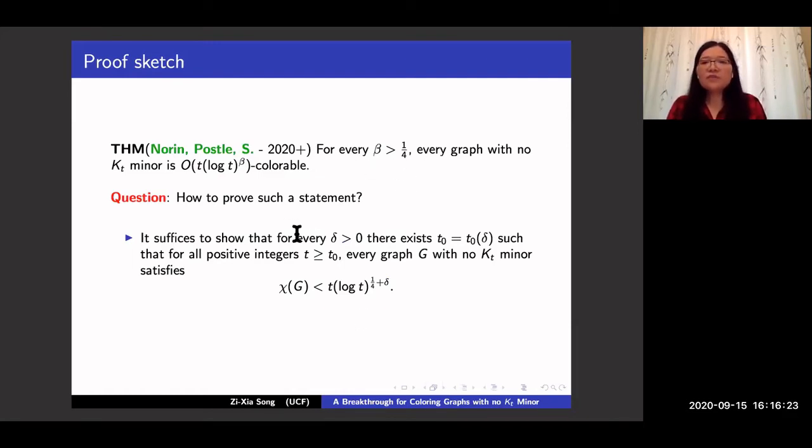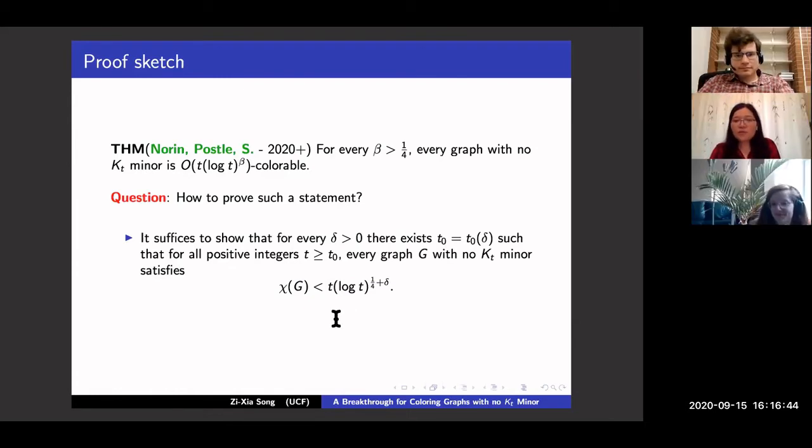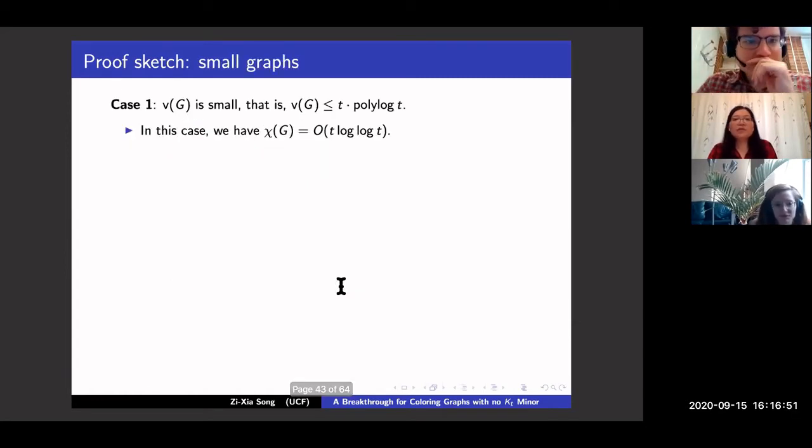Now, how do you prove such a statement? It suffices to show that for every positive delta, you can find a large enough t, such that for all positive integers t, every graph with no K_t minor satisfies this condition. Is this colorable? We are going to prove this statement by considering the number of vertices in my graph. So case one, we think about when I have small graphs.